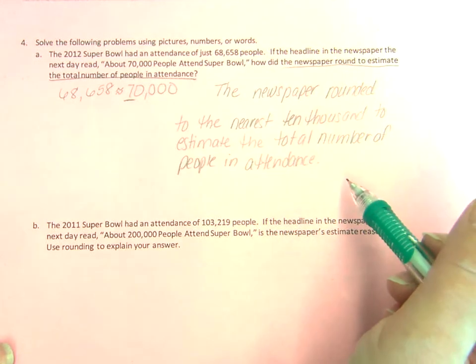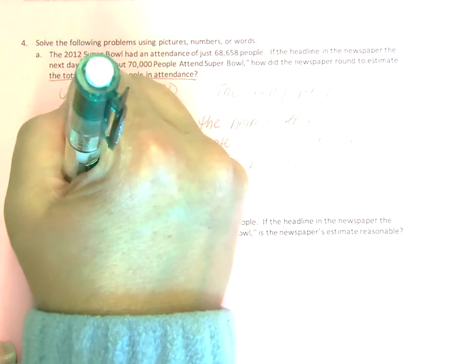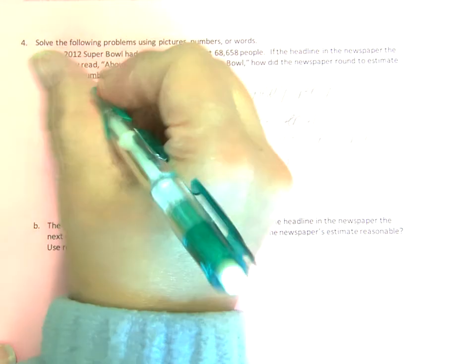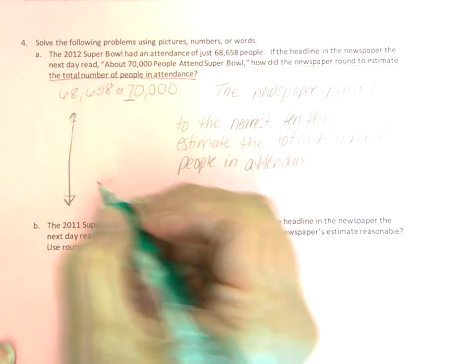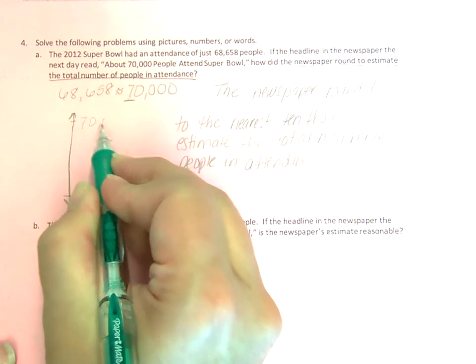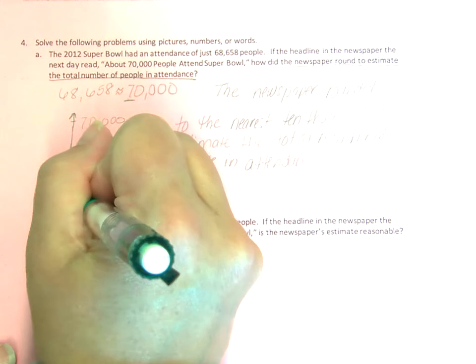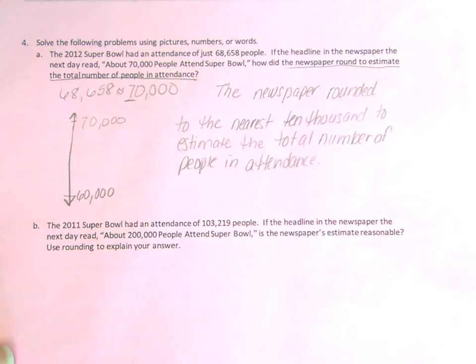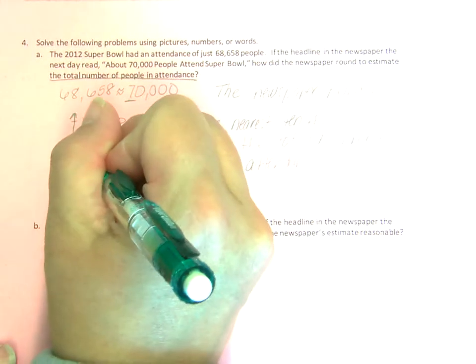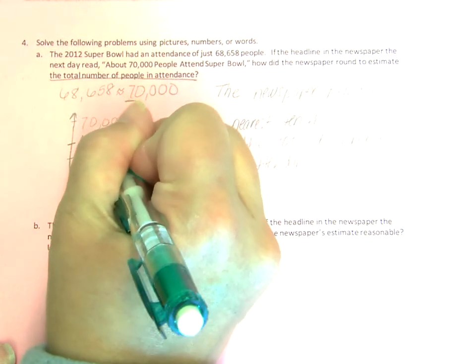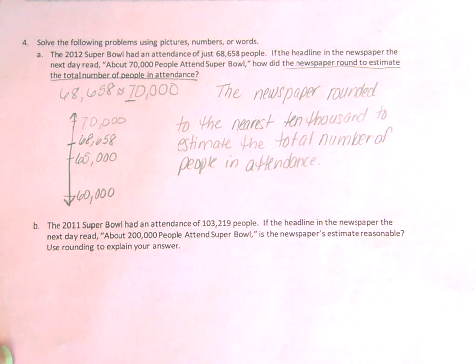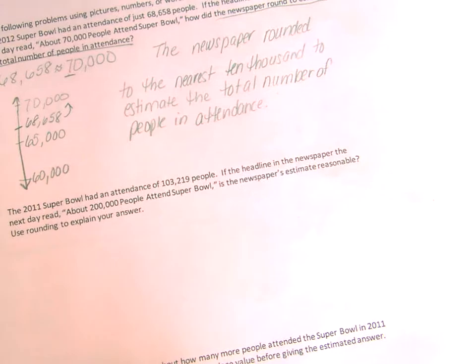If you would prefer to draw a number line, you absolutely can. The same idea. We would know that we were trying to get to 70,000 for our answer. The lower 10,000 number would be 60,000. In between the two, our midpoint would be 65,000. And then we would put where 68,658 would be. And that would round up. Okay.